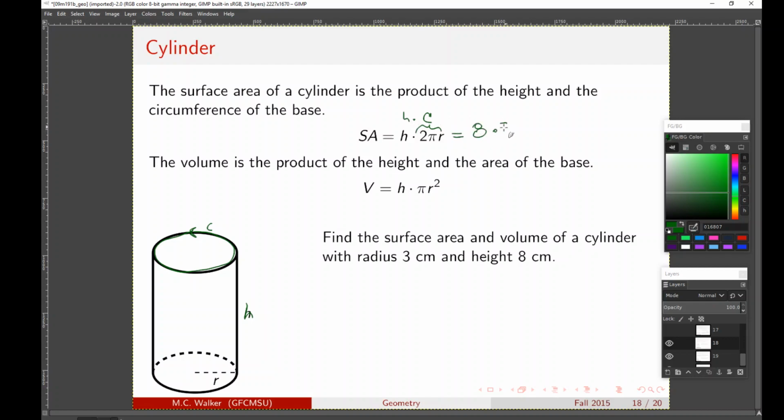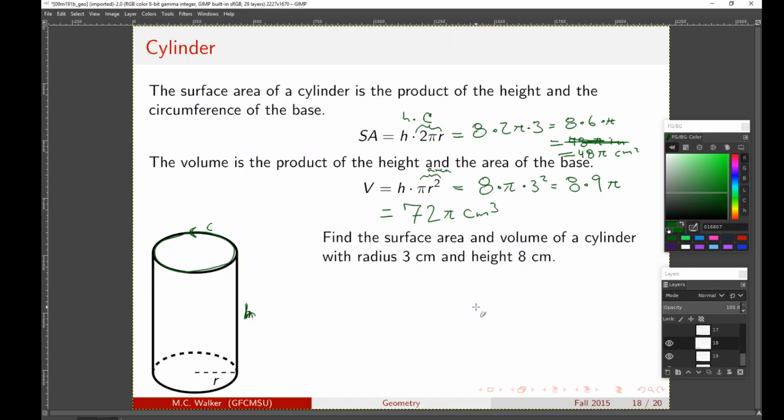So this is 8 times 2 pi times 3. This is 8 times 6 times pi. This is 48 pi centimeters squared. And the volume is this height times the area of a circle, which is cool. So that's going to be 8 times pi times 3 squared, which is 8 times 9, which turns out to be 72 pi centimeters cubed. Very nice.